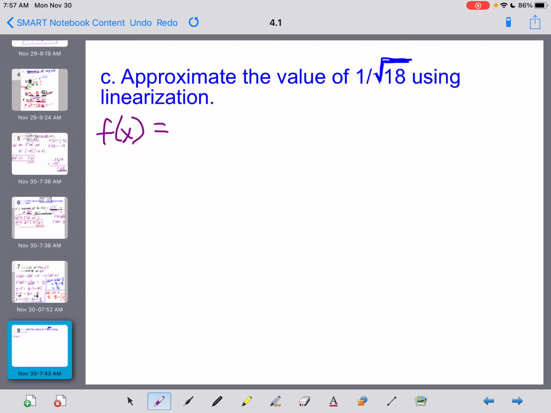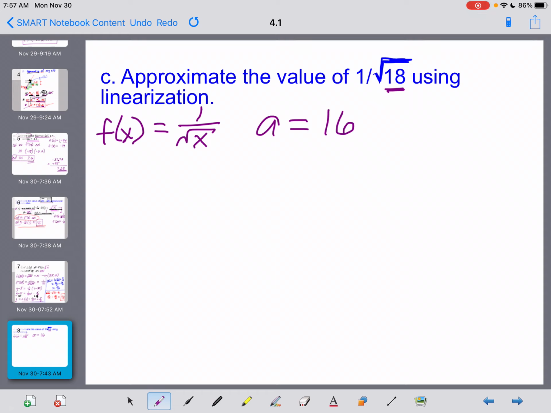So 1 over the square root of 18, that's kind of ugly, but I think the function that most closely matches would be 1 over the square root of x. And the a value that we would want to choose would be a value that's close to 18, but that works nicely when we plug it into the original function. I need a perfect square, guys, and the perfect square closest to 18 is going to be 16.